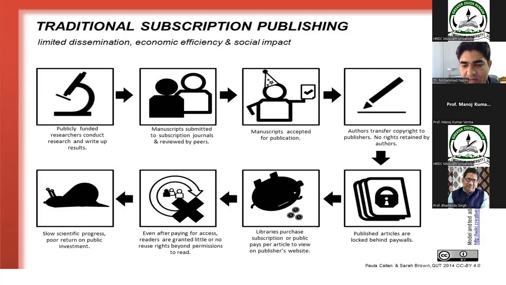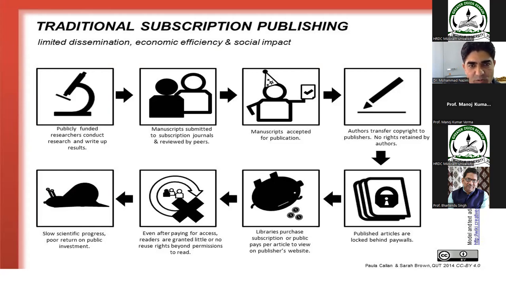What we can do is purchase either individually, or libraries on behalf of the researchers and academicians can purchase different journals and databases and make them available to their faculty and students. And even after paying for access, readers are granted little or no reuse rights for such research. This causes slow scientific progress and poor return on public investment. So this is the model we have seen, and it is still established.